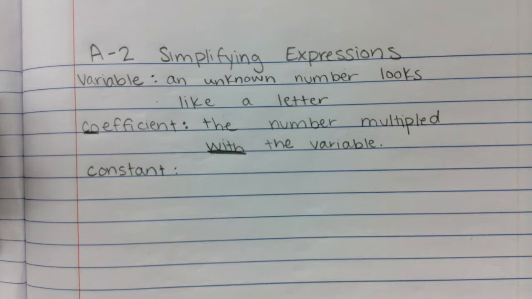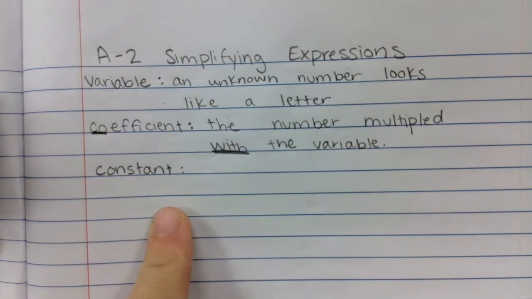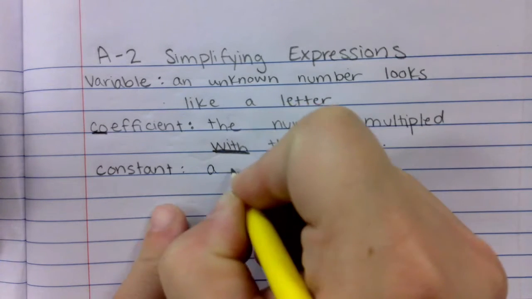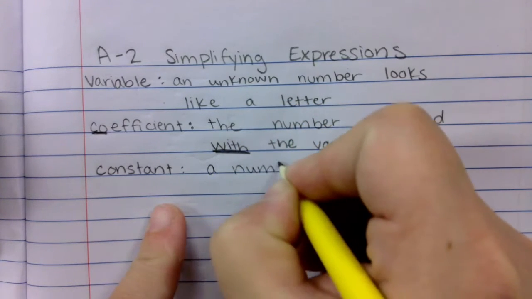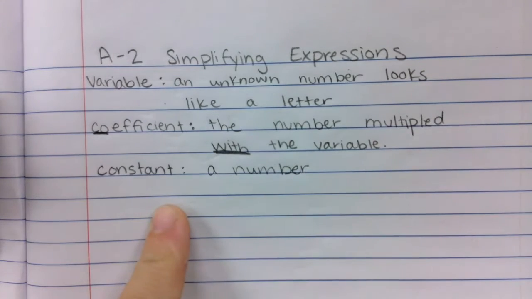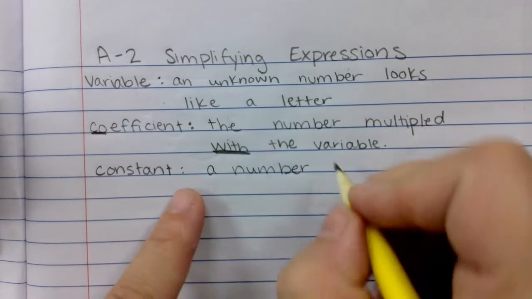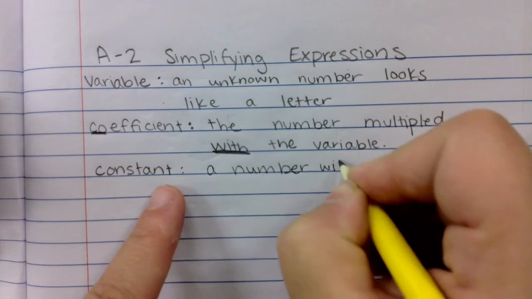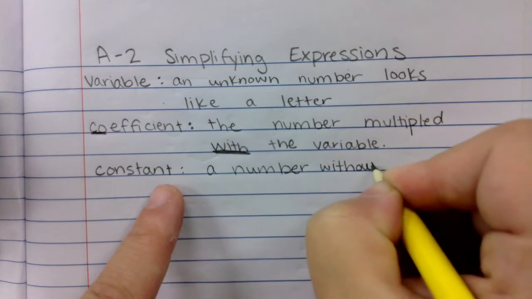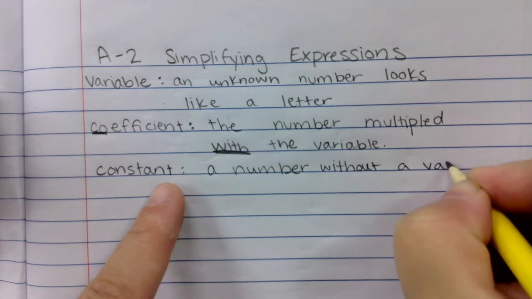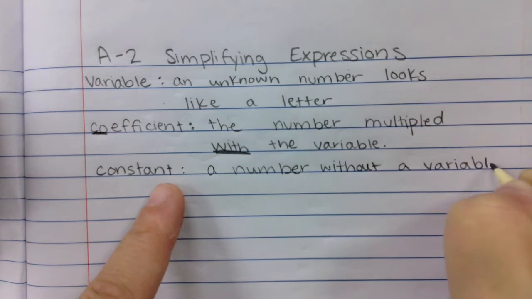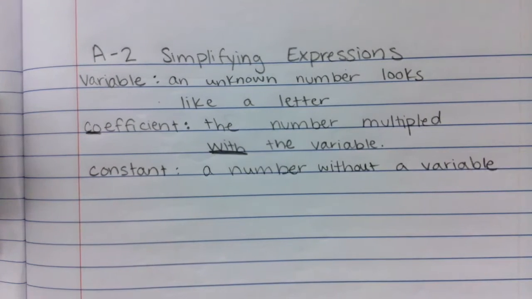Okay? So a constant is a number without change. And remember, a change happens when we have a variable. So a number without a variable. We don't have that change. That's a constant. Also known as just a number.